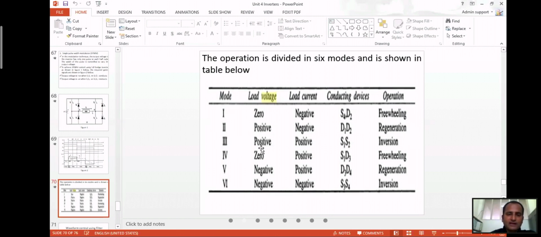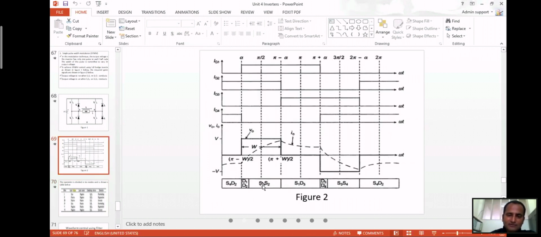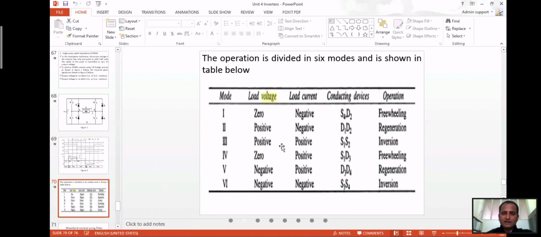Similarly, in mode 3, the load voltage is also positive. In this case, S1 and S2 are conducting, the load voltage is positive, and the current is also positive. Now, S1 and S2 conducting is the inversion mode, meaning it is an inverting mode.